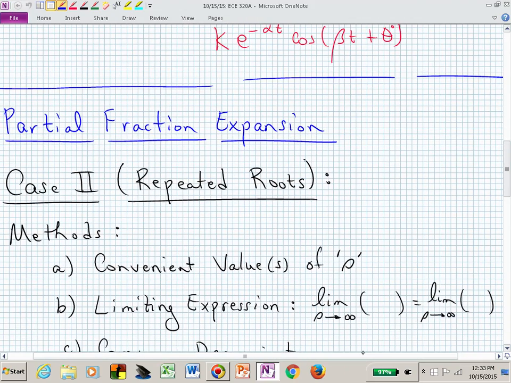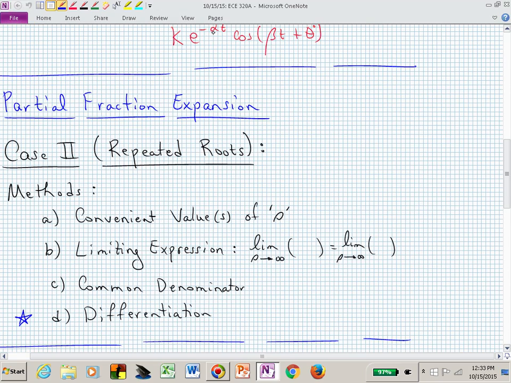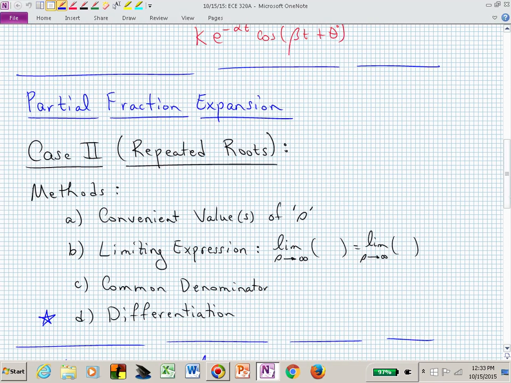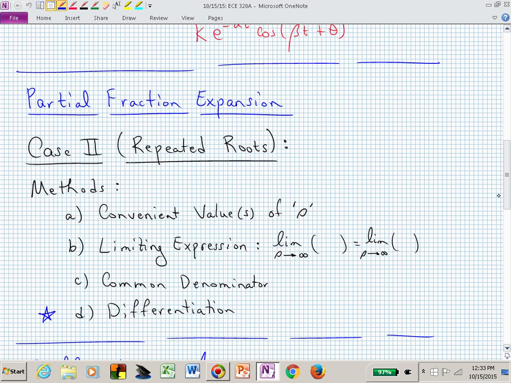Let's now return to where we were before, which was partial fraction expansion. And last time we had gone through all of these different methods except for the one that is starred. We looked at when we had repeated roots, that's case 2. Case 1 is when we have distinct roots in our partial fraction expansion. No x's on top of each other in the complex plane. In case 2, here we can have repeated roots, poles on top of each other.